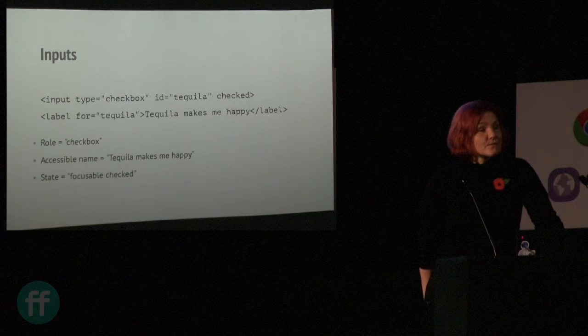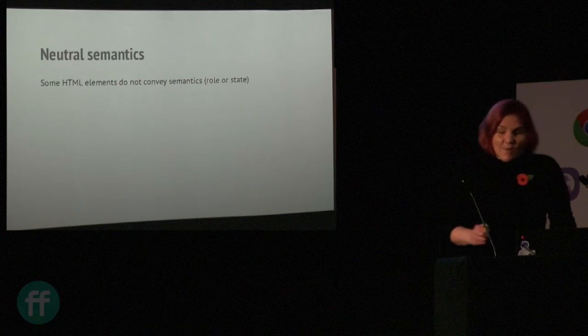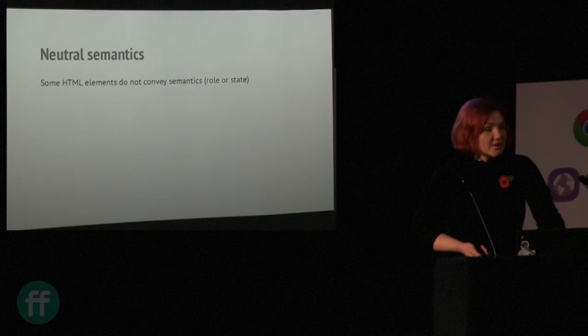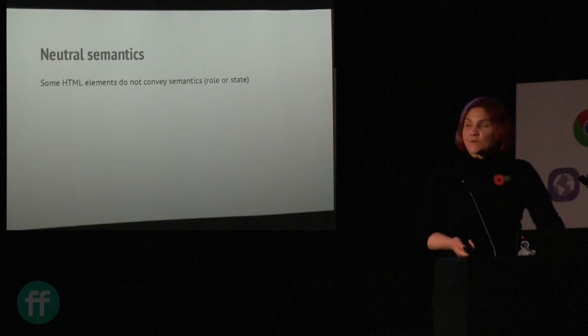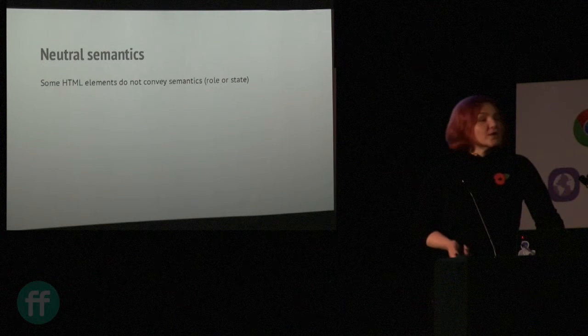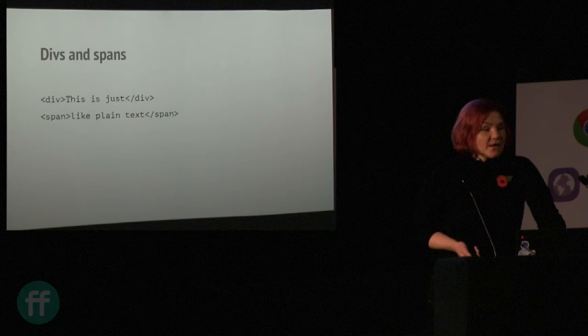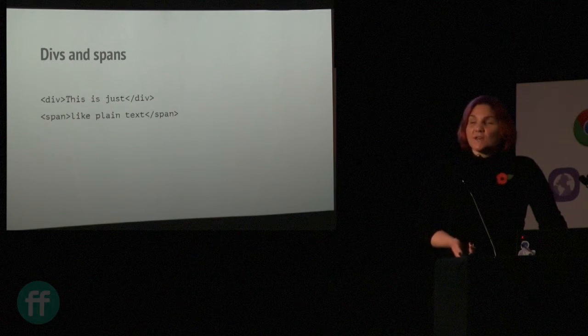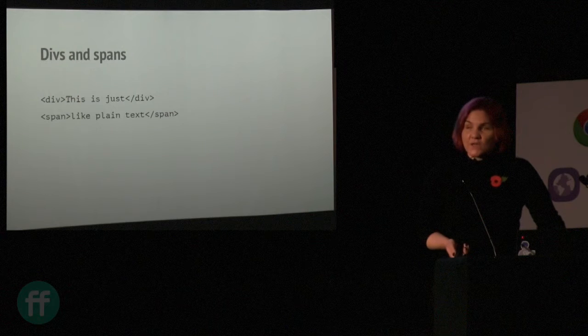Tequila checkbox checked. But there are a couple of elements that do not have very good accessible information available in the browser about them. They're pretty neutral, in other words. They are the div and span elements. And if you use these, there's no particular role that's conveyed to assistive technologies. There's no state. These things aren't focusable. They're just completely inert elements. So anything you put inside a div or a span pretty much just appears as plain text and nothing more interesting.